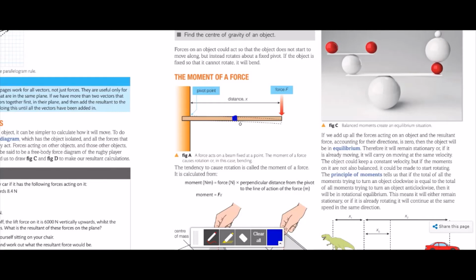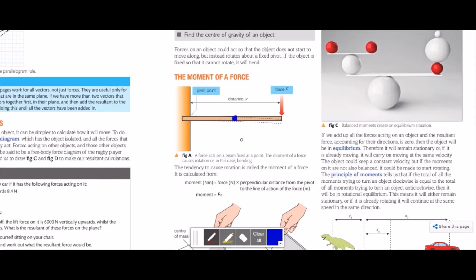The basic formula for calculating the moment is the force multiplied by the perpendicular distance. So if you were to calculate the moment about the pivot point, and this distance is called x, then the moment is Fx. If you were to calculate the moment about the blue point, which I drew here, then the moment will be Fx divided by 2.